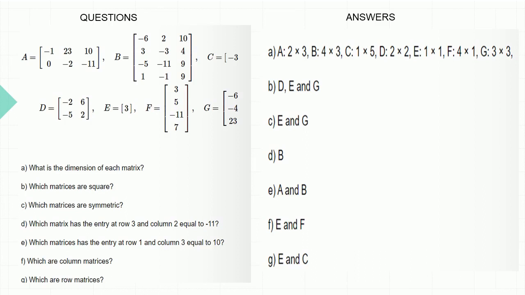And we have row matrix. A row matrix is one that has only 1 row. So you can easily see from the diagram we have there, the matrix E is a row matrix, and C, as it has only 1 row, is a row matrix.